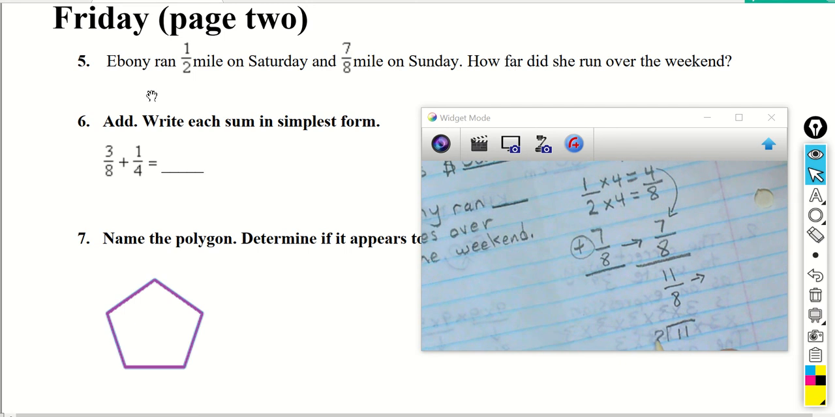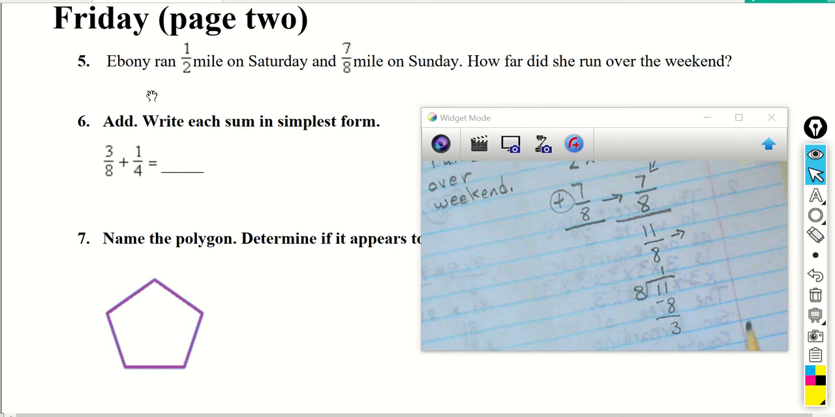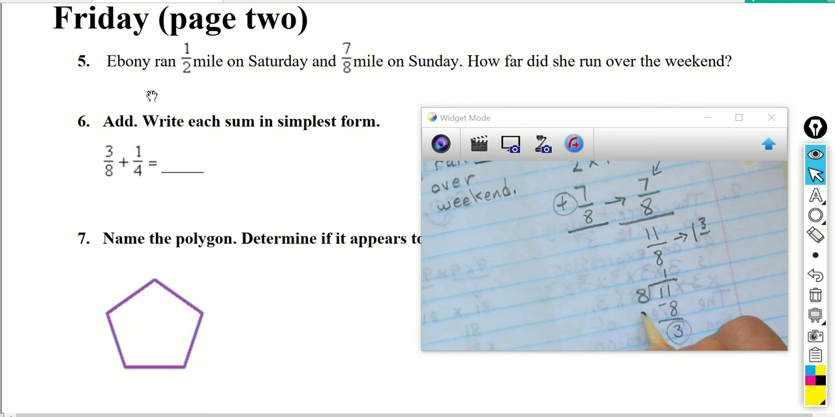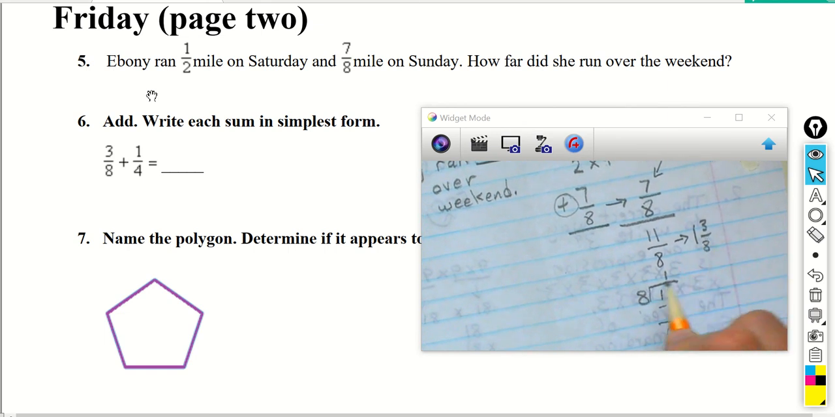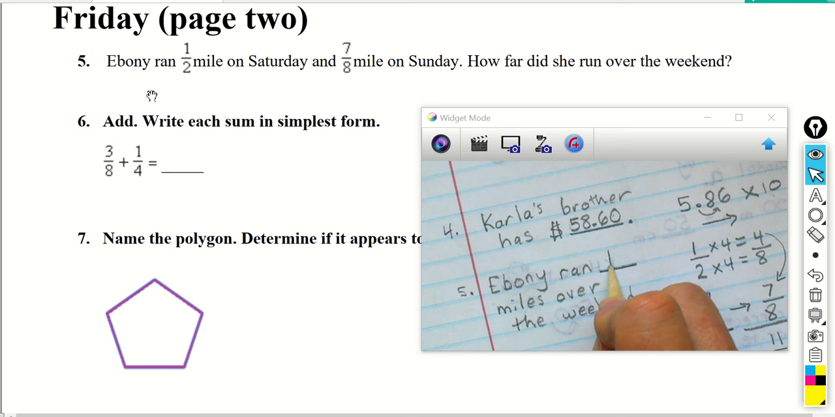11 divided by 8 equals 1. I do have a remainder of 3, and I'll be using that for my fraction. So I'll put up here 1 is my whole number, and then my fraction numerator is going to be 3, and my denominator is 8, the number I divided with. So 11/8 equals 1 3/8. That means that Ebony ran this far on the weekend, 1 3/8 miles, which I'll put in my answer sentence. Ebony ran 1 3/8 miles over the weekend.